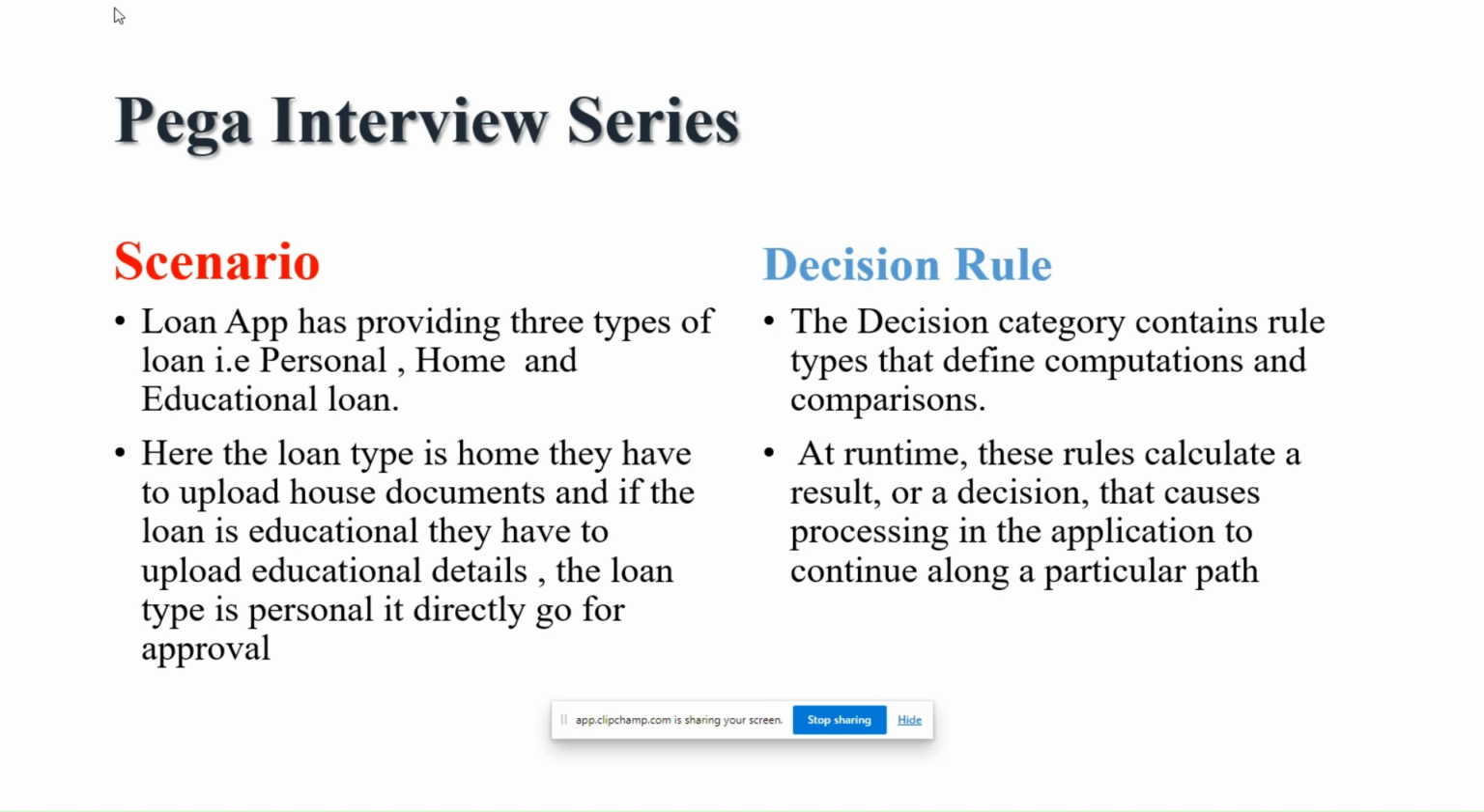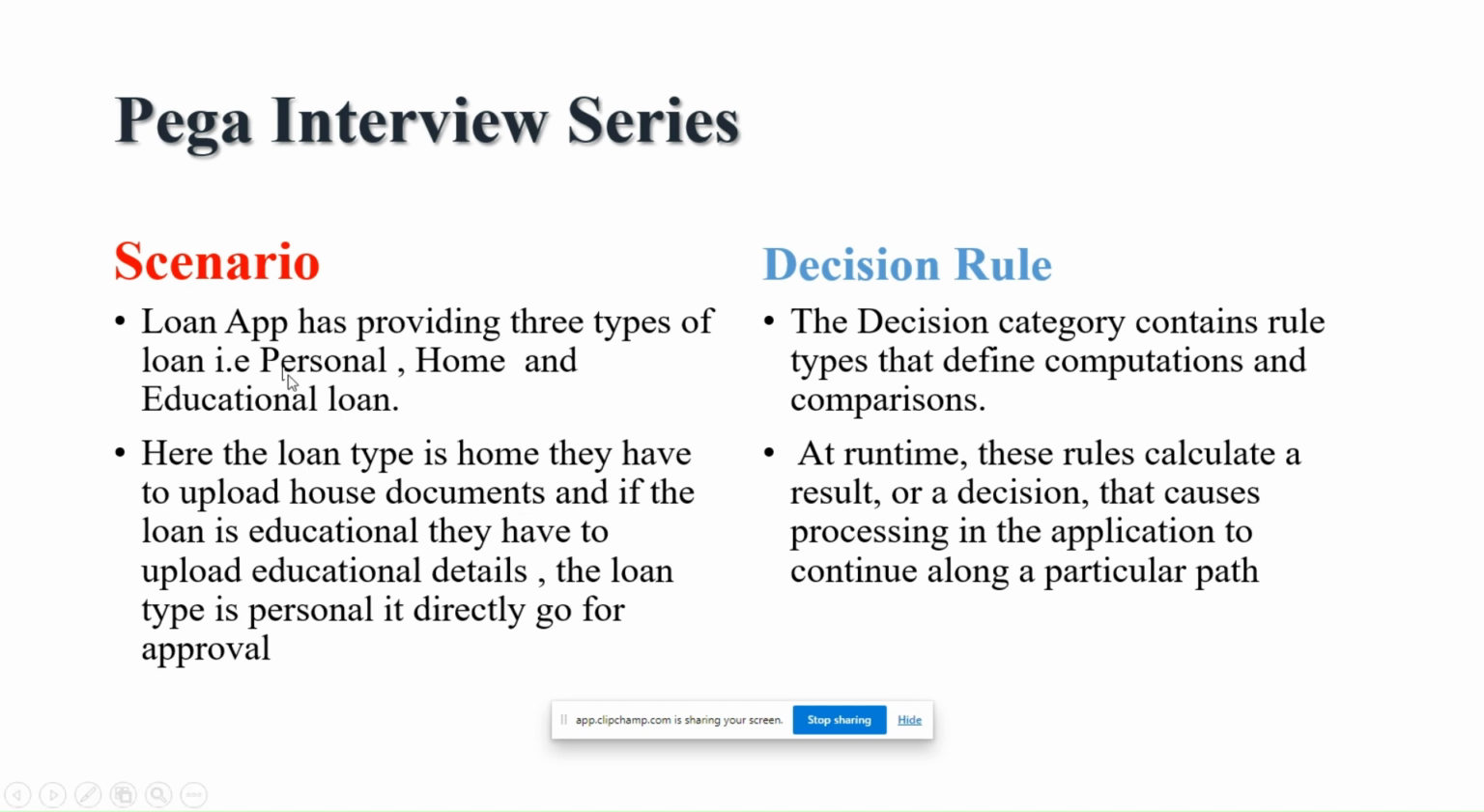Before wasting your time, let's get into the topic. Here the scenario is a Loan App providing three types of loans, that is personal, home and educational loan. Here the loan type is home loan. They have to upload house documents or the house details. If the loan type is educational, they have to upload educational details or educational documents. If the loan type is personal, it will go directly for approval.